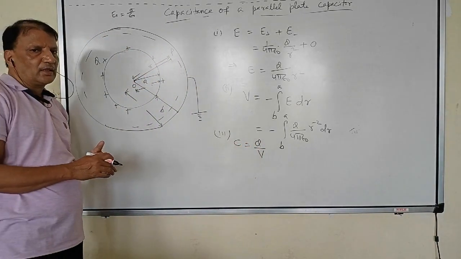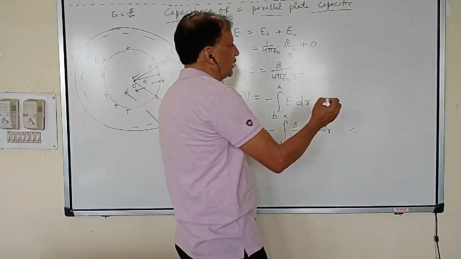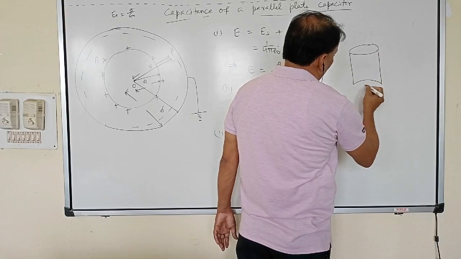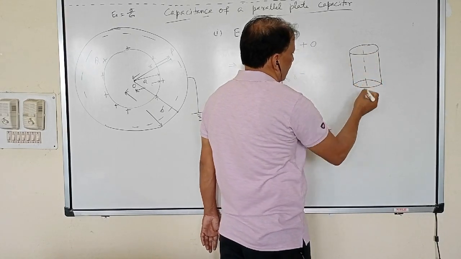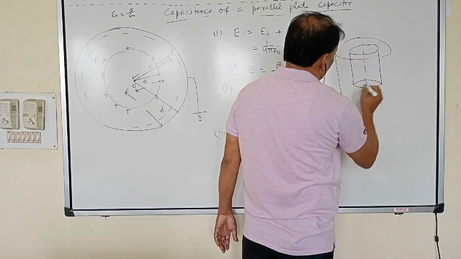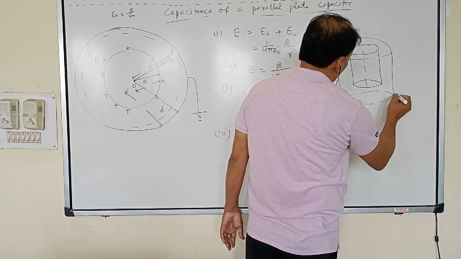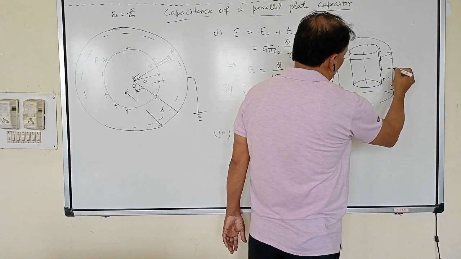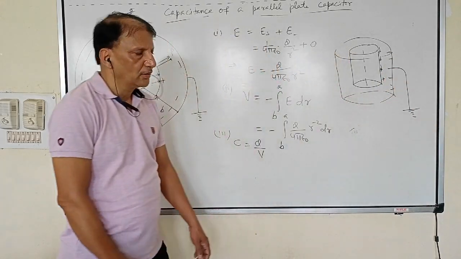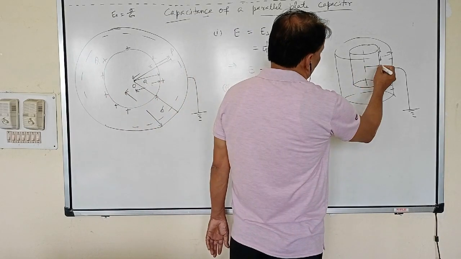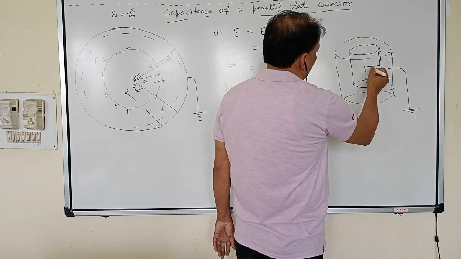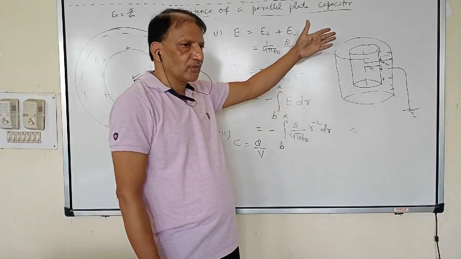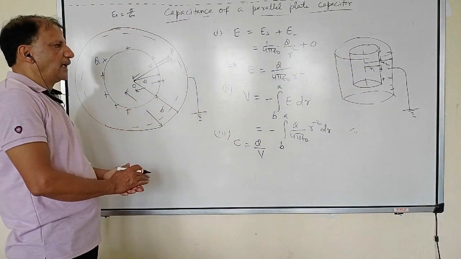Likewise, in the case of a cylindrical capacitor, the shape of the plates is cylindrical. Let us suppose positive charge is given to one, so negative charge will appear on the other, which is earthed. Let the radii be R1 and R2. In that case, you can also find the expression for the capacitance.